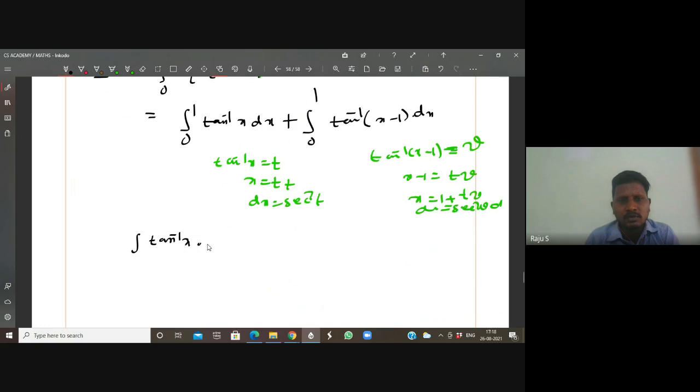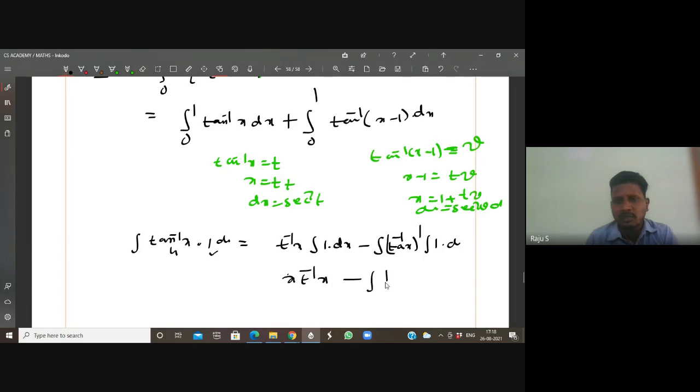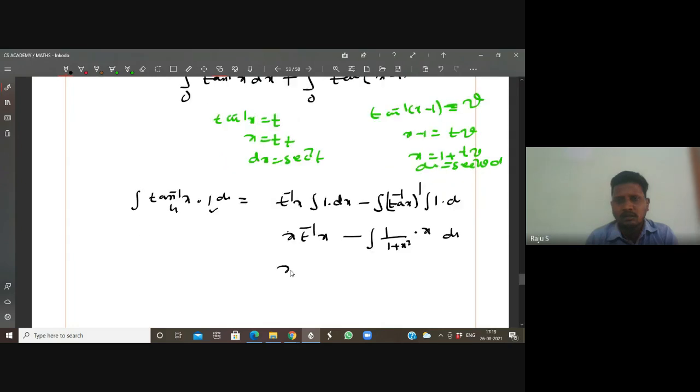So simple, if you want to do tan inverse x, why don't you do it directly as tan inverse x into 1? This is u, this is v, because the inverse function always comes first. By the UV rule, tan inverse x times the integral of 1 dx, minus the integral of the derivative of tan inverse x times the integral of 1 dx. So 1 gives x, so x tan inverse x minus the integral of x into 1 by 1 plus x square dx. See, here I am deriving the x tan inverse x formula.